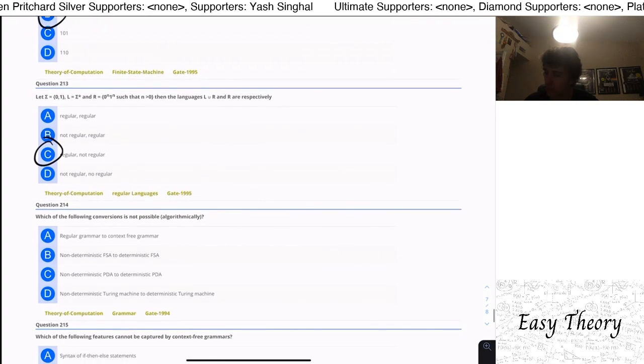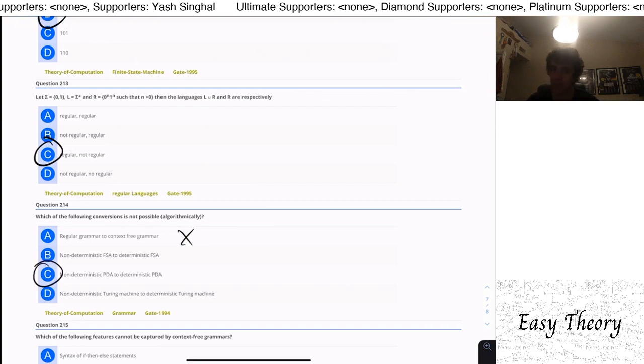Regular grammar to context-free grammar? No. Non-deterministic PDA to deterministic PDA? Yep, that's not possible.